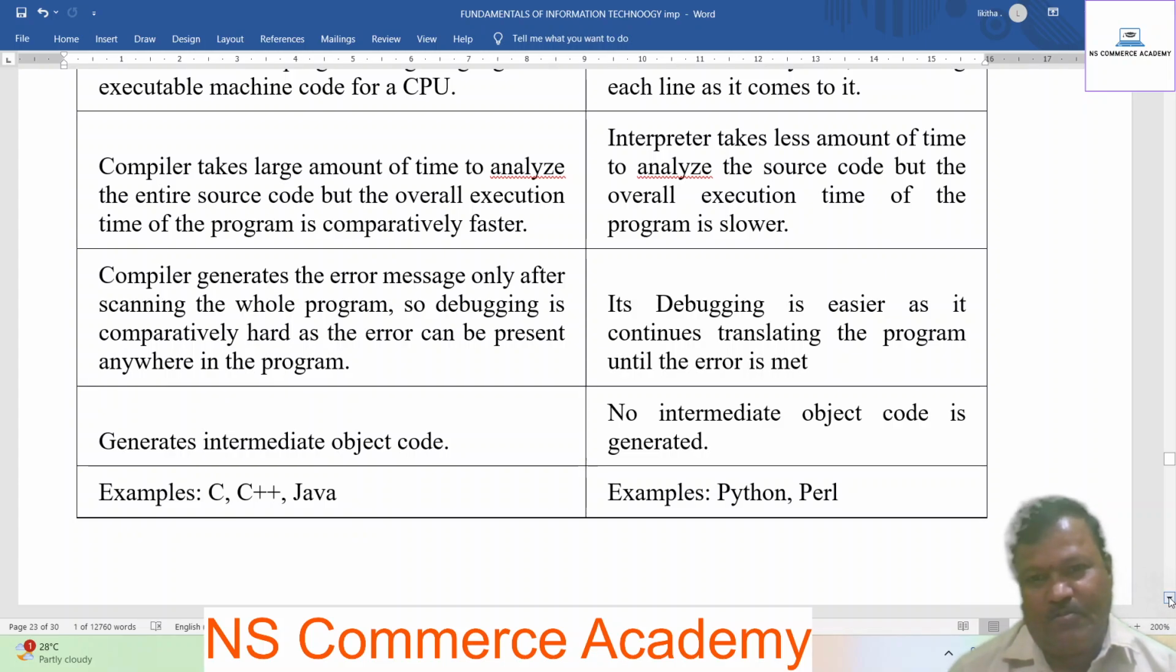In the case of the interpreter, no intermediate object code is generated. Examples of compilers are C, C++, and Java. Examples of interpreters are Python and Perl.